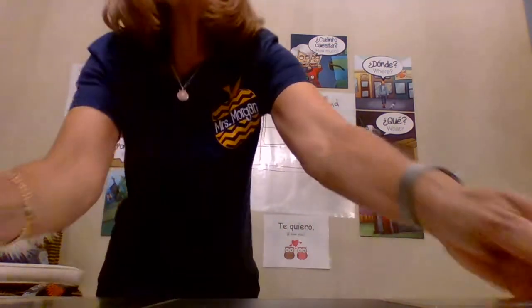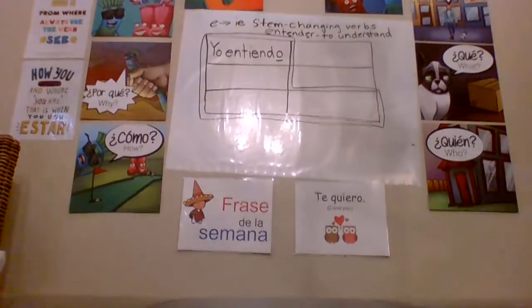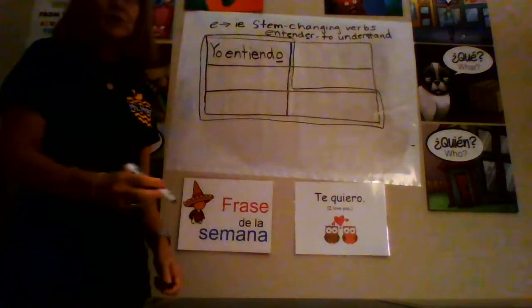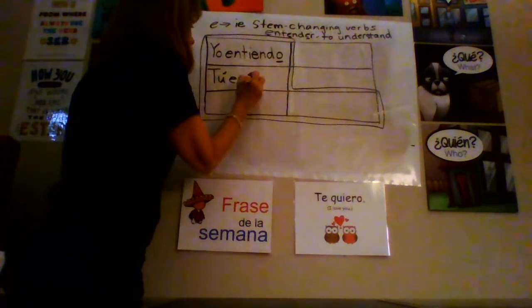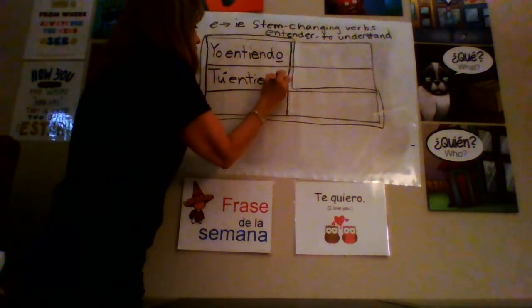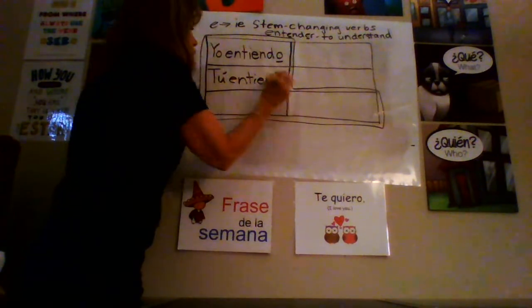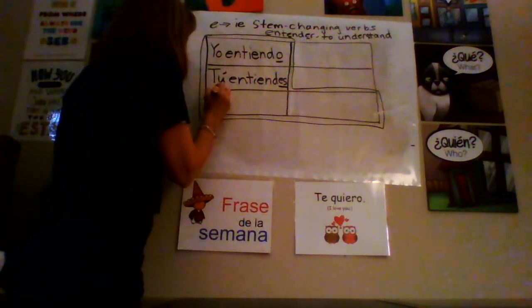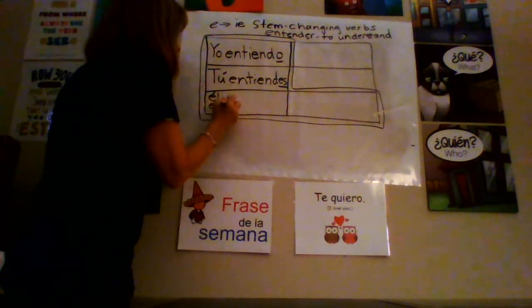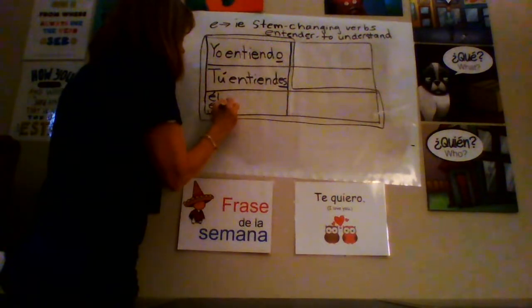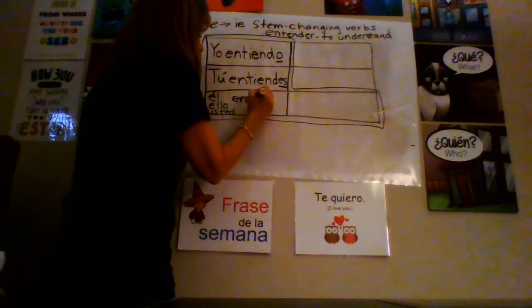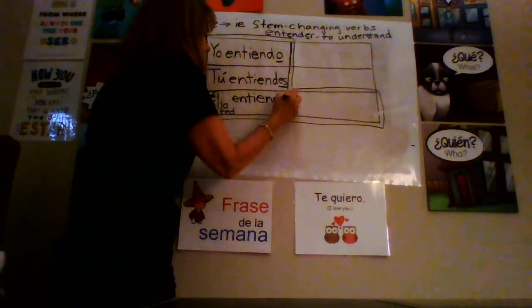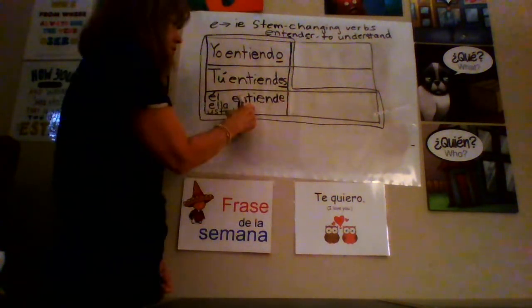Let me bring the chart a little closer for you. Okay, so let's keep going. You understand. Tú, and go to the E closest to the ER ending, entiende, and then add your regular ES ending for tú. Entiendes. For he understands, she understands, él, ella, and you formal, usted, understands, is él entiende. Remember, the E closest to the ending is the one that's going to stem change.